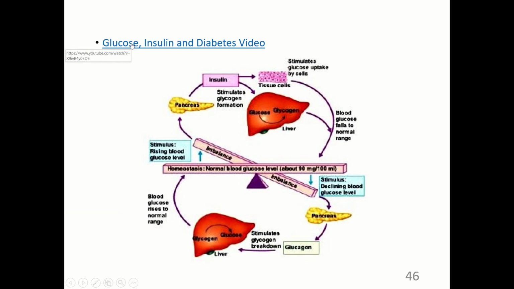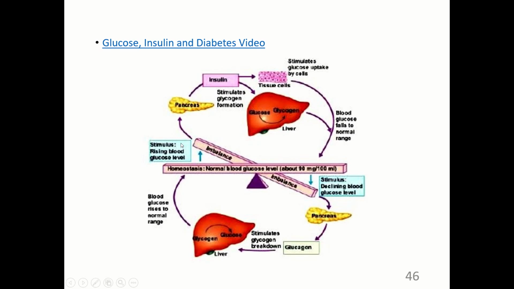This video illustrates negative feedback relating to glucose, insulin, and diabetes. So the homeostatic level for blood glucose level is 90 milligrams per 100 mils of blood. These also will relate to your A1C values. And so in the normal span of a day, your blood glucose levels will fluctuate. Right after a meal, your blood glucose levels will rise above 90 milligrams per 100 mils of blood.